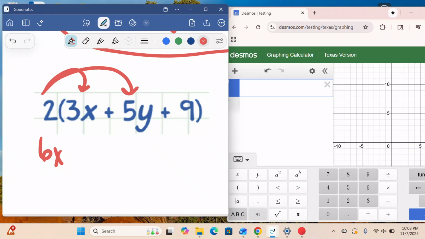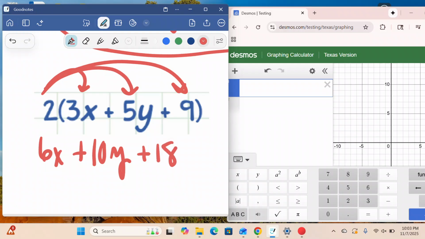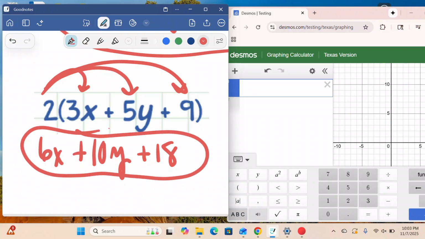2 times positive 5y is positive 10y. Going to distribute one more time to the last one, and I say, well, what is 2 times 9? 2 times 9 is positive 18. Now I have my x's, I have my y's, and I have my 18s. Can I combine like terms? No, so that is my finalized answer.